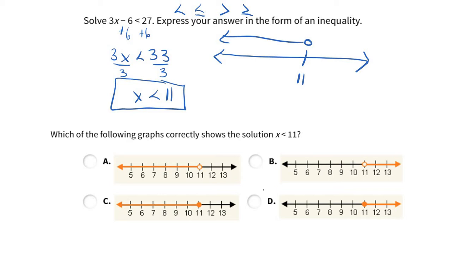So can you see the graph that matches? Of course, it's this one, isn't it? Less than 11. This would be less than or equal to. That would be greater than 11. This would be greater than or equal to.